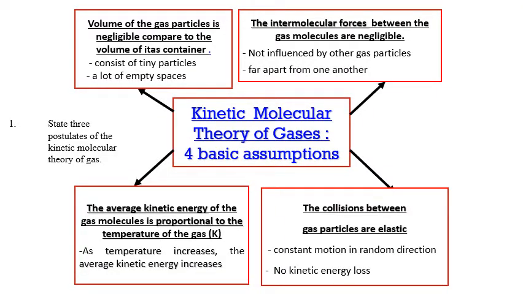There are four basic assumptions about the kinetic molecular theory of gas. The first is that the volume of the gas particles is negligible. Second, the intermolecular forces between the gas molecules are negligible. Third, the average kinetic energy of the gas molecules is proportional to the temperature of the gas.